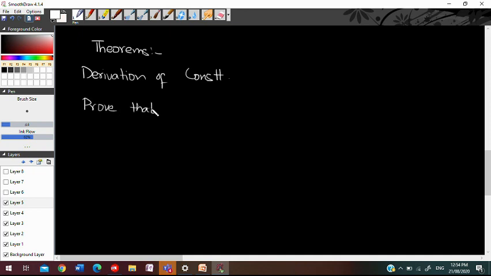Okay. Now theorem number 1. Now the first theorem is derivation of a constant. Prove that the derivation of a constant function is 0. So how do we prove it?